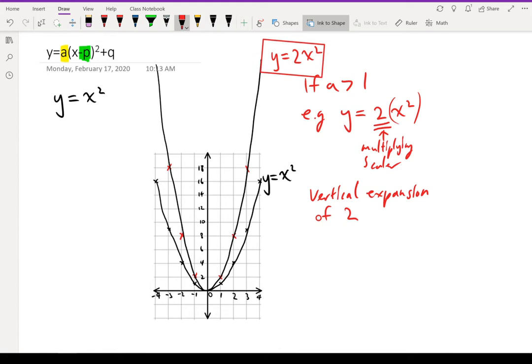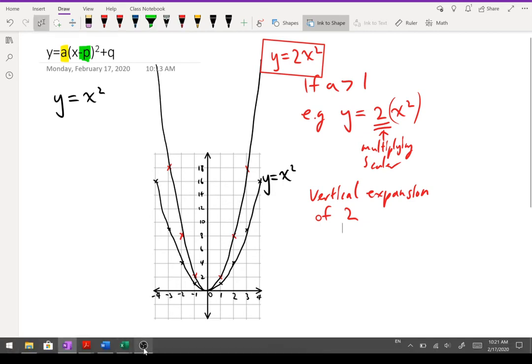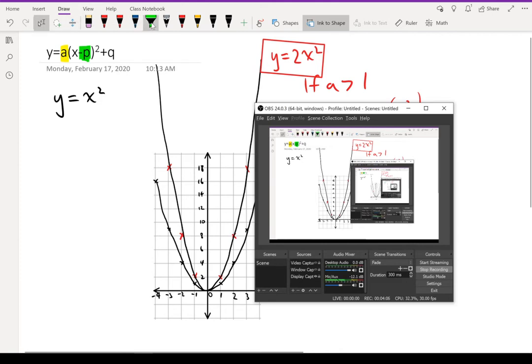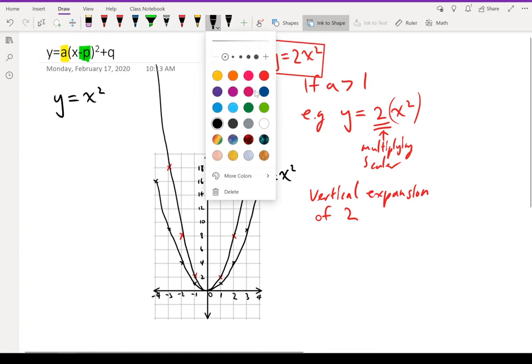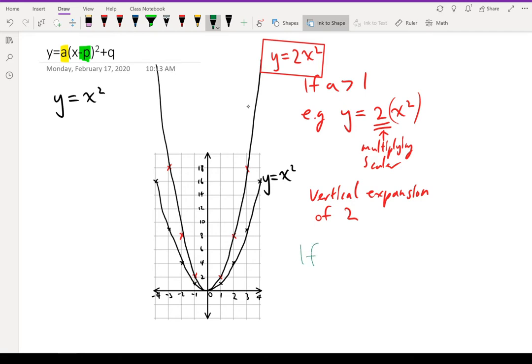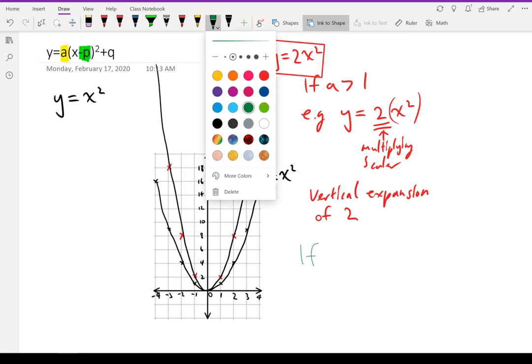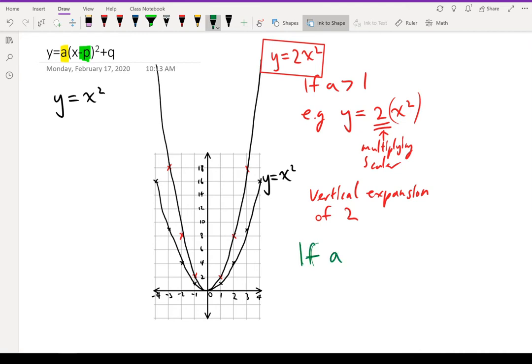Now I'm going to go over to what if a is less than 1. So for example, let's say a is half. So we have y is equal to half of x squared.